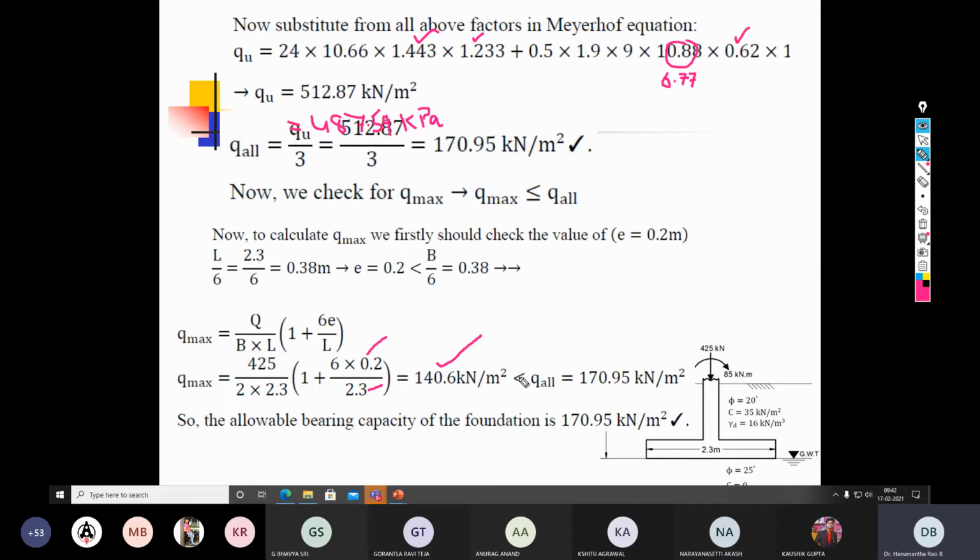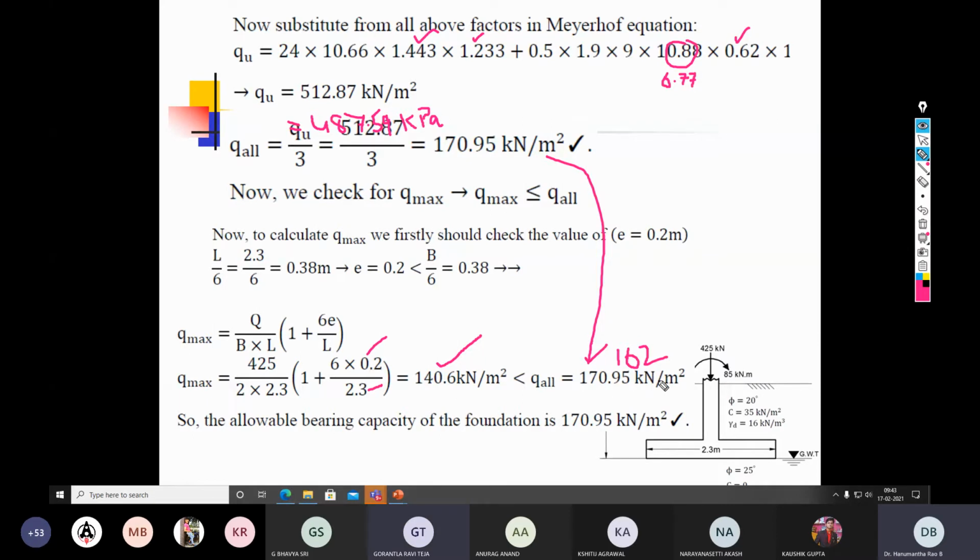Okay, so this is less than Q allowable. Q allowable we have already calculated here. That is 487 by 3, approximately 162 you will get. In our case it is 162. So 140 is less than 162 kilopascal.